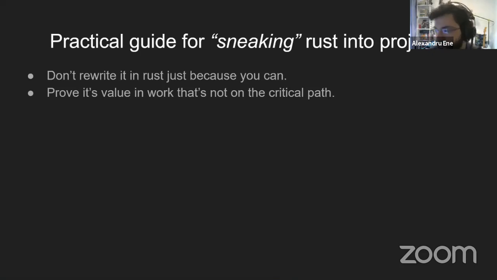Basically, the one super cool thing that you can do is just prove its value in things which are not on the critical path. So for example, you can write small tools in Rust instead of whatever other language you're using, and they will be super fast. Or probably all games have asset pipeline transformations, which are specific to your game, that take your Maya or 3D Max data and transform it into game data. If you have stuff around it, you can use Rust as well.